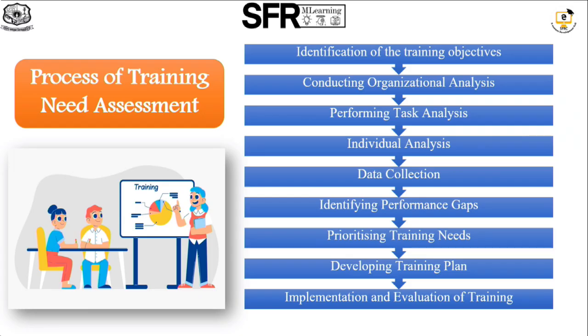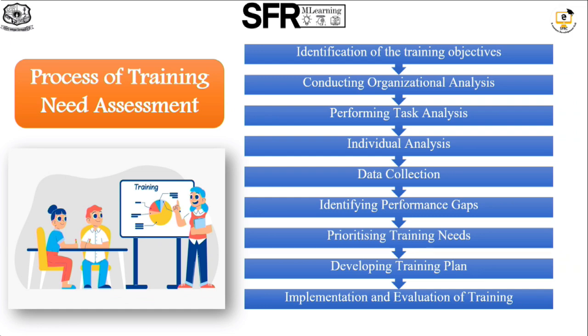Data is collected through various methods such as surveys, interviews, focus groups, observations and performance reviews. This data collection process involves obtaining insights from employees, supervisors and other stakeholders about perceived training needs. Sixth step, identifying performance gaps. This step involves comparing the current performance levels of employees against the desired performance standards or job requirements. Any gaps between the existing competencies and the required competencies are identified.